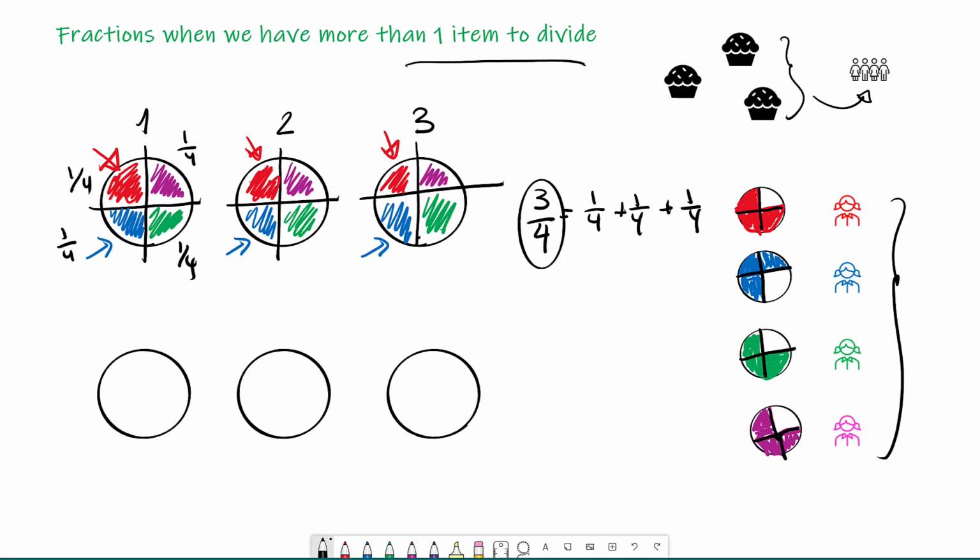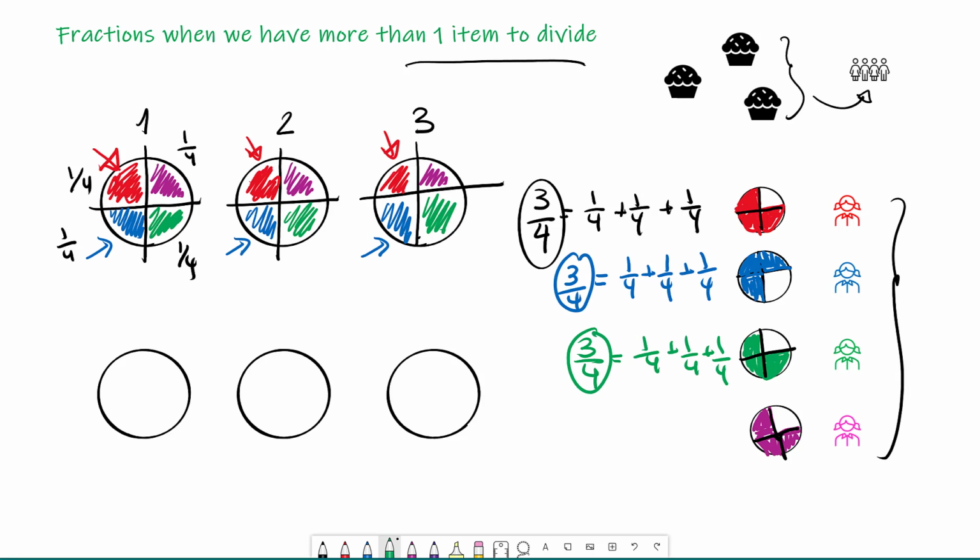The same thing is true for our blue kid, right? They got a 1/4 and another fourth and another fourth of a pizza. And altogether, this fraction is 3/4 because we've added them up. And this is what it looks like in our picture here. The same will be true for our green and pink kids. They each get 3 of these fourths, so they each have 3/4 of a pizza.